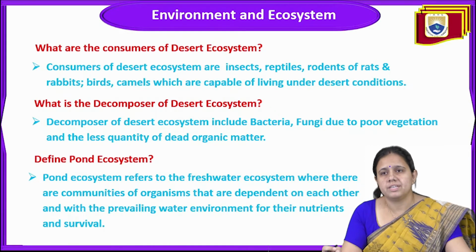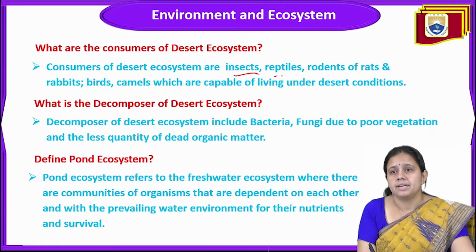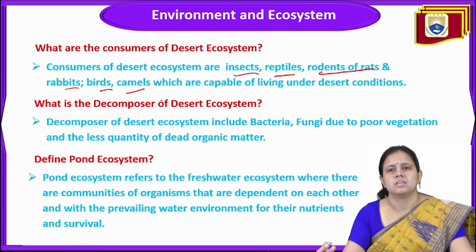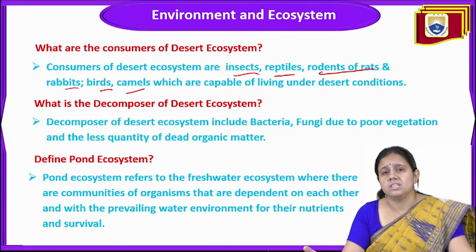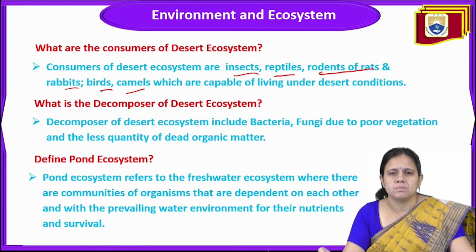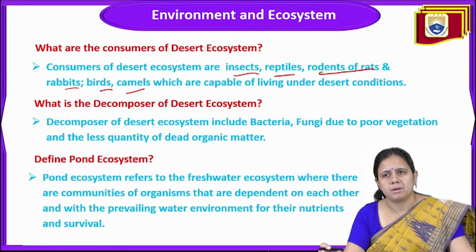The consumers of the desert ecosystem are some insects, reptiles, rodents like rats and rabbits, birds, and camels, which are capable of living under desert conditions. All these biotic factors like insects, reptiles, rodents are the consumers of that desert ecosystem, meaning they can feed on the autotrophs or producers of that desert ecosystem. So insects, some reptiles, some rodents like rats, some rabbits, birds, and camels are capable of living under desert conditions.